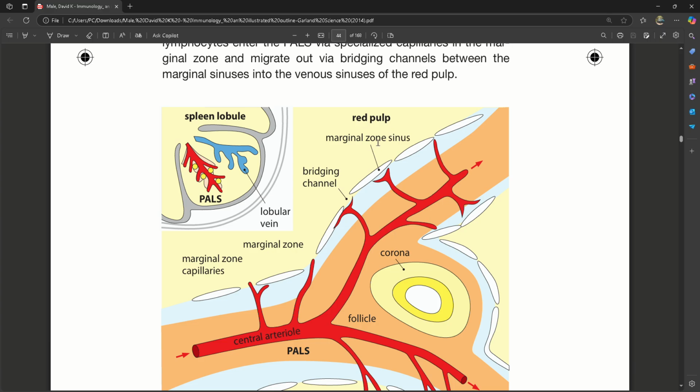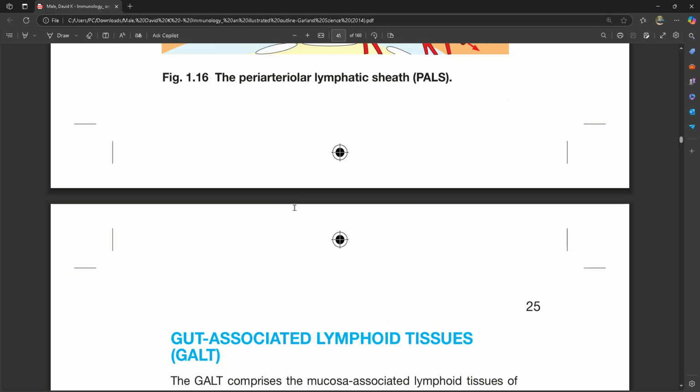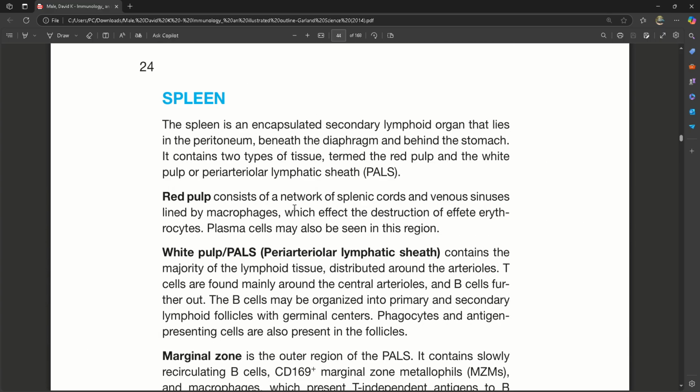Red pulp. So spleen lobules. So it is similar to, you can say, lymph nodes and thymus, in that it has these lobular structures. So basically the red pulp consists of a network of splenic cords and venous sinuses lined by macrophages which effect the destruction of effete erythrocytes. Plasma cells may also be seen in this region.